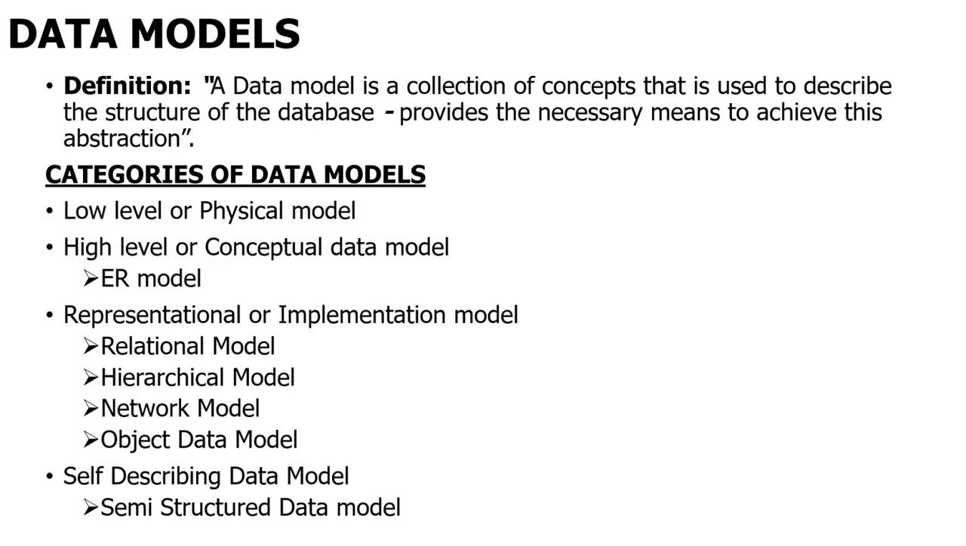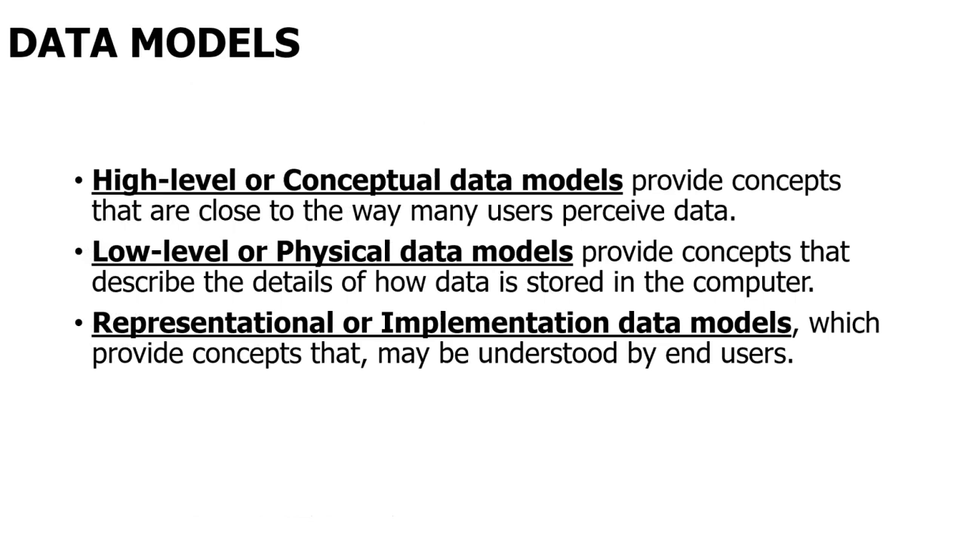So now we have categories of data models. First we have the low level or physical model. Then we have the high level or conceptual data model, the representational or implementation model, and the last is the self-describing model, which is not much important. So the main three models are the low level or physical model, the high level or conceptual data model, and the representational or implementation model. In these three models, we have some sub models also. We'll discuss that. First is the high level or conceptual data model, which provides concepts that are close to the way a user perceives the data.